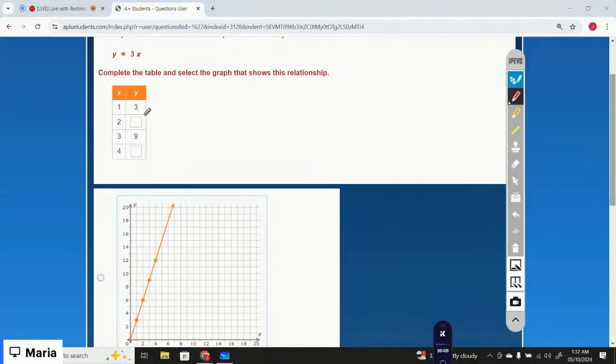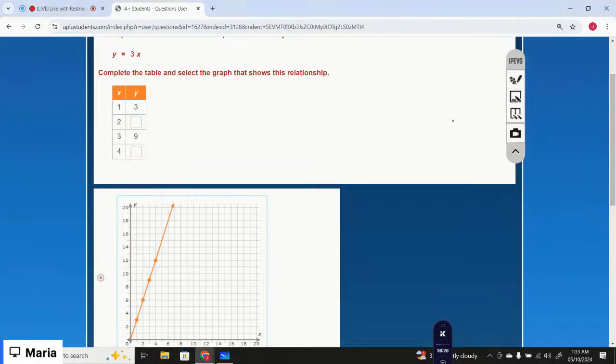That is x is 1, y is 3. X is 2, y is 6. X is 4, y is 12. So you just match these values, right? X is 1, y is 3. X is 2, y is 6. Option number 1 is the correct option.